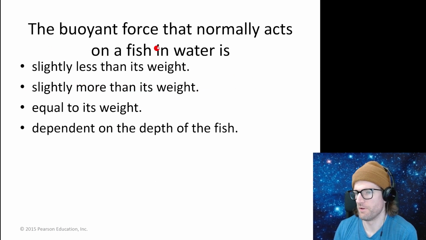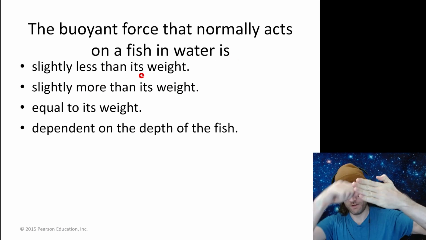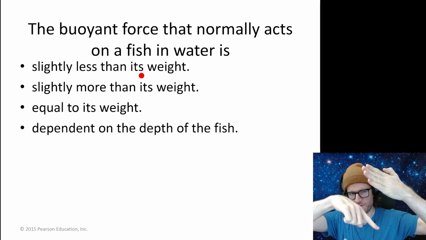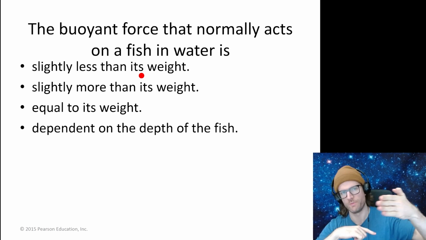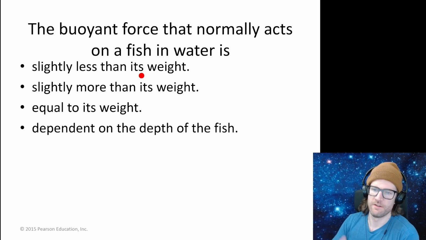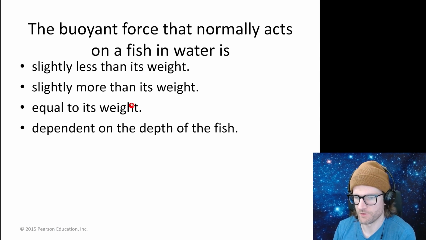Okay. The buoyant force that normally acts on a fish in water is slightly less. Well, a fish swimming around. Right. The weight force on it will be down and the buoyant force will be up. Assuming it's not floating or sinking, it's just swimming at a neutral weight, then the buoyant force and the weight of the fish should be the same. So it should be equal to its weight.